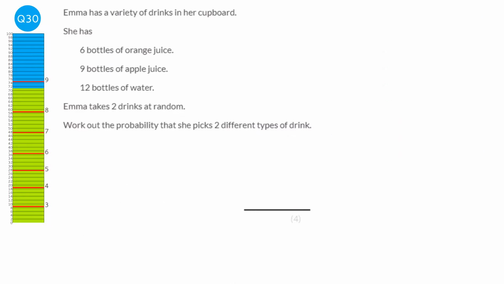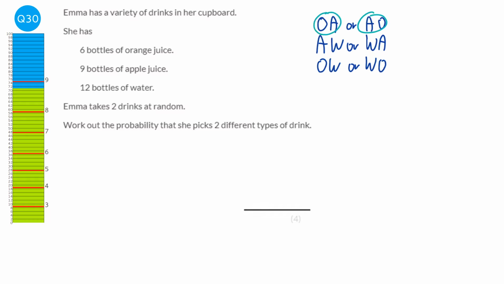We're going to start by working out what outcomes will give us 2 different types of drink. So we could have OA or AO. We could have AW or WA. And we could have OW or WO. Now what we notice really when we do this is that OA gives us the same probability as AO. Same with AW and WA, same with OW and WO. So we're going to just ignore the right hand side ones, and we're just going to focus on the left hand side ones.